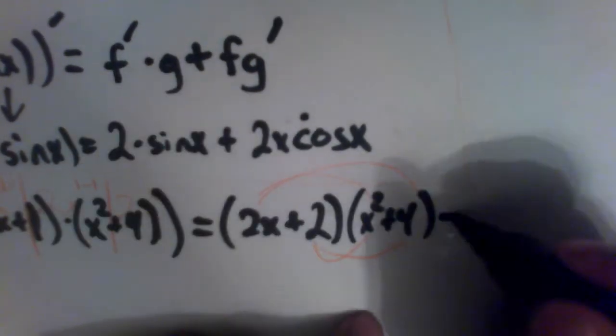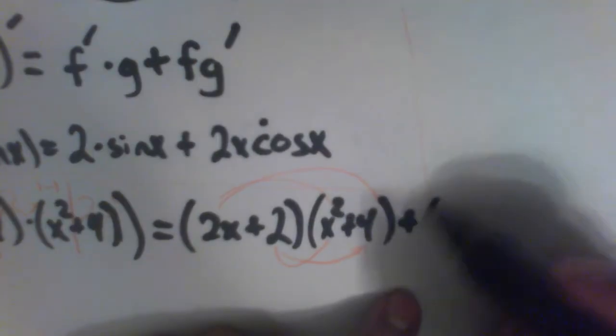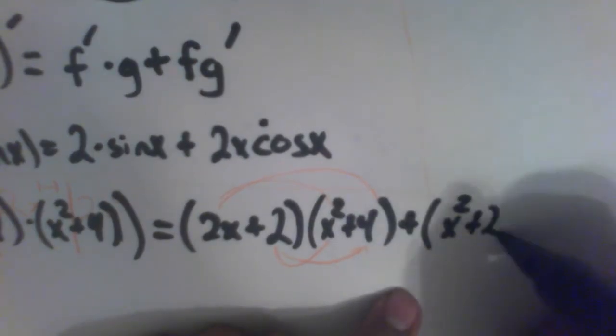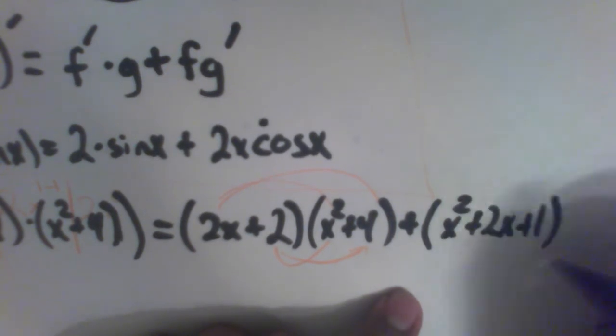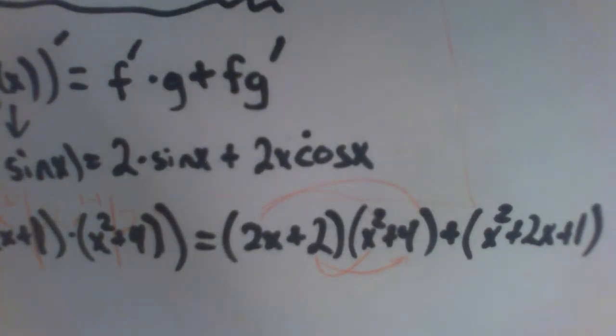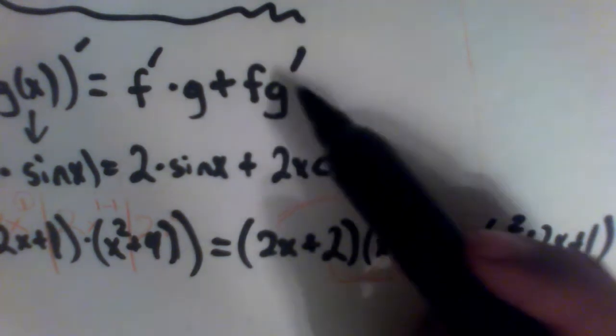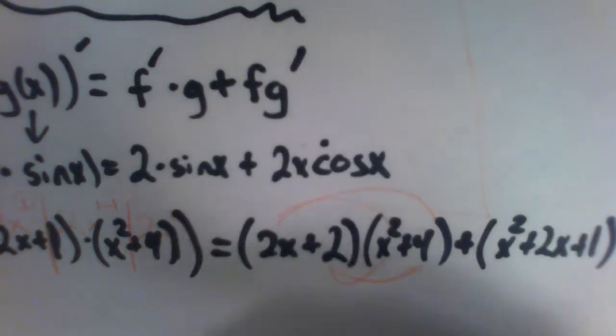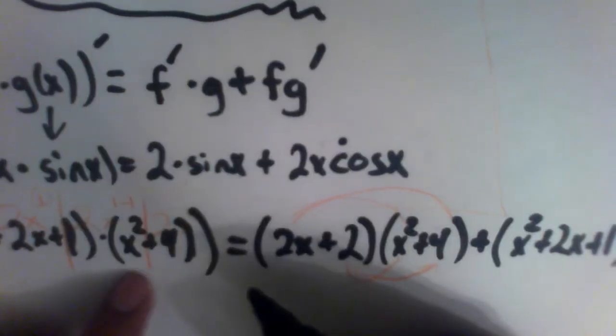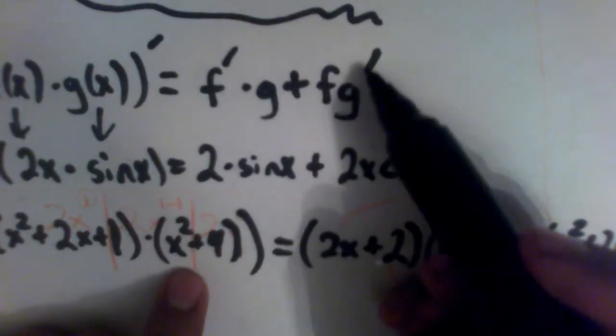Now we have to add it to f times g prime. So our f was this, right? So all we're going to write is the same thing again, x squared plus 2x plus 1. And then what you have to do now is take the derivative of g so you can get g prime, right? When I say g prime, guys, I just mean the first derivative of g. Prime means the derivative. It's just a convention. So g prime, right?